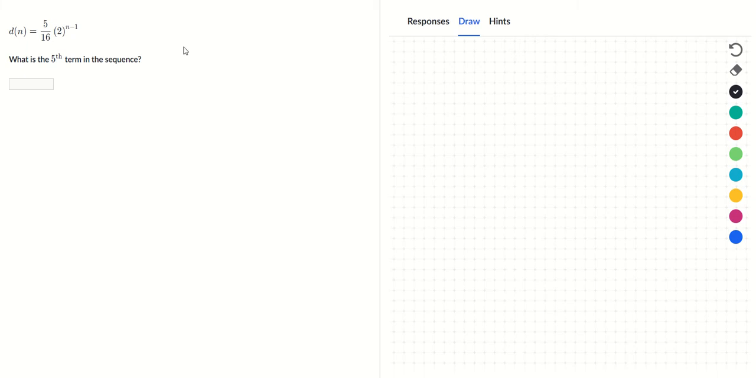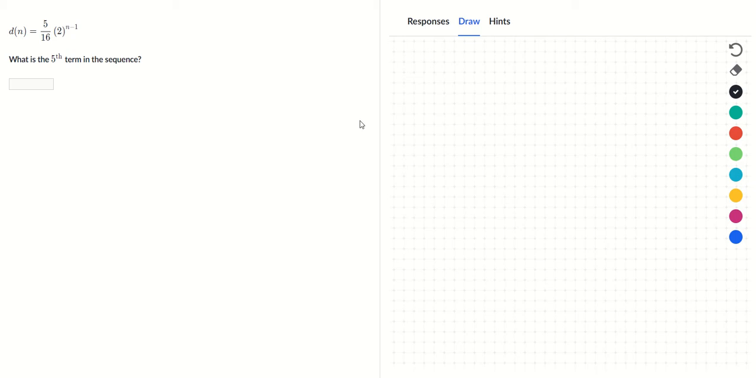So first of all, you have this geometric sequence. It's a different lesson than geometric series, which we haven't started yet. So d of n equals 5 over 16 times 2 raised to the n minus 1 power. Okay? And the question is, what is the fifth term in the sequence?